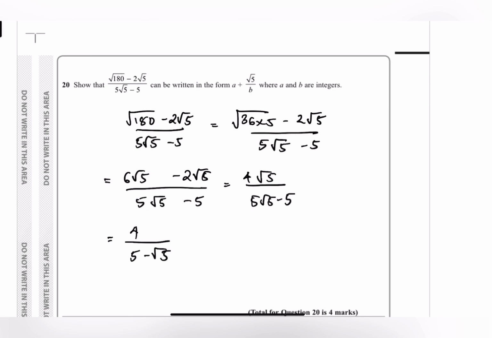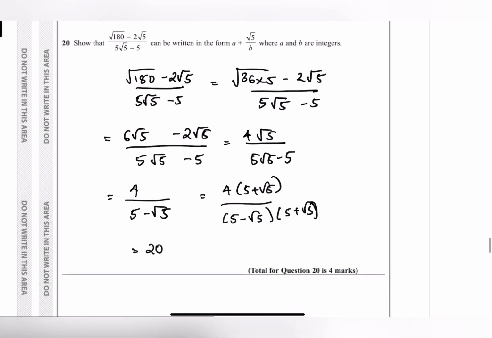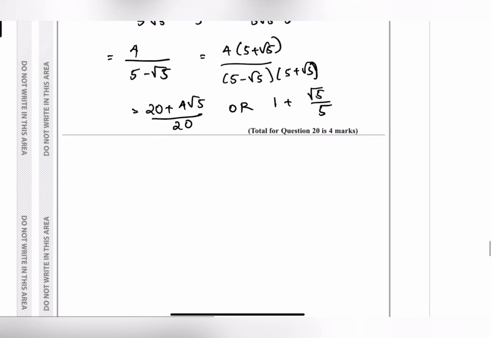Now you're multiplying numerator and denominator by 5 plus root 5. So you get 4 times (5 plus root 5) over (5 minus root 5) times (5 plus root 5). So you will get 20 plus 4 root 5 over 20, which can be written as 1 plus root 5 over 5. Okay, so this is a relatively challenging problem. You might get a little bit confused, but yeah, you can also solve this.